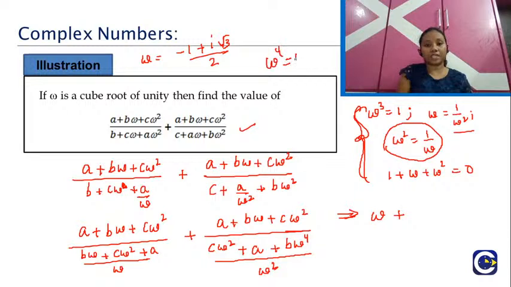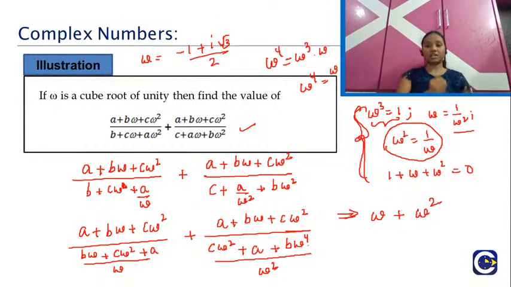Omega power 4 can be written as omega cube into omega. And according to my property, omega cube is equal to 1. So my omega power 4 is nothing but equal to omega. So for my second expression, this omega power 4 will be converted into omega, and now if you observe the expression again, it is A plus B omega plus C omega square. So these two terms will get cancelled and I will be remaining with 1 by omega square, which is nothing but omega. So now after simplifying it, I am having my expression omega plus omega square.